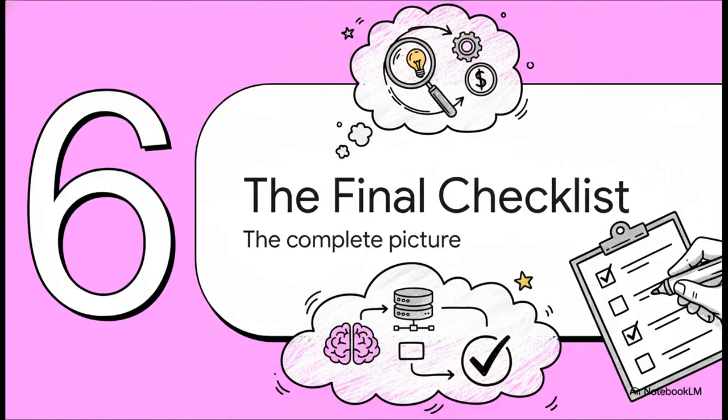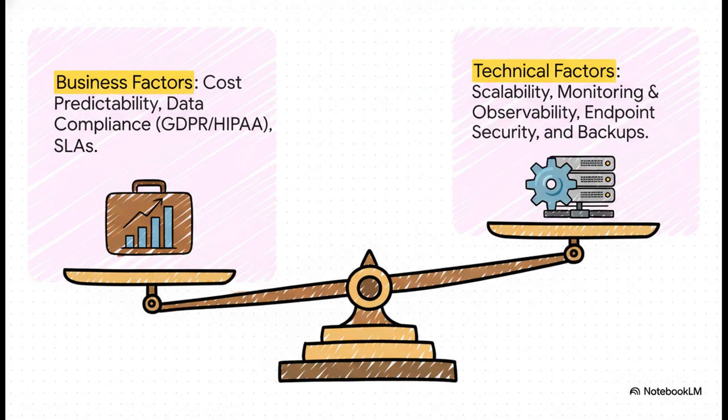Okay, we have covered a ton of technical ground, but making the final decision isn't just about the hardware specs. It's time to look at the complete picture with our final checklist. You see, a truly successful deployment has to balance technology with real business needs. On the business side, you've got to think about things like cost predictability, data compliance with rules like GDPR or HIPAA, and what kind of uptime guarantees you need. And on the technical side, you need solid plans for how you're going to scale, how you'll monitor everything, and of course, your security and backup strategy. The perfect solution lives right at the intersection of these two worlds.